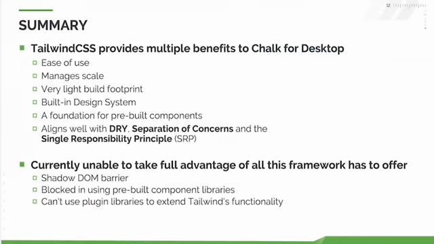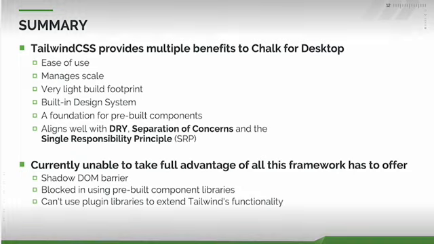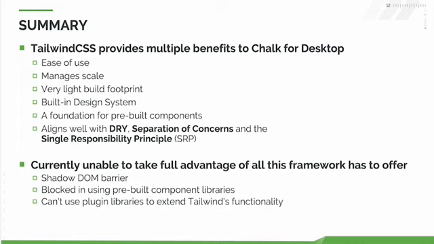Just to sum up what we've talked about, Tailwind CSS provides multiple benefits right now. It's easy to use. I believe it's going to manage our scale issues. It's very light build footprint, has a built-in design system, which is a big deal. Foundation for pre-built components. It aligns well with the derived principle, separation of concerns, and the single responsibility principle. As pointed out, currently we are unable to take full advantage of all this framework due to the Shadow DOM issues. Because of that, we're blocked currently to use the component libraries and the extensions of Tailwind's functionality.